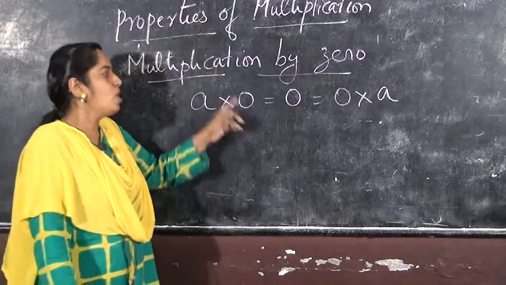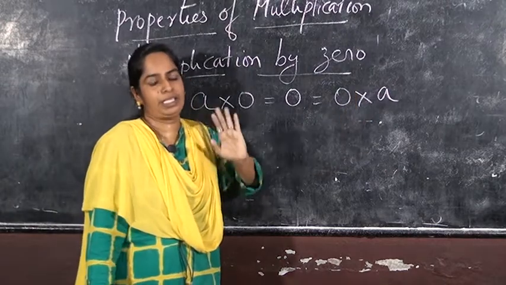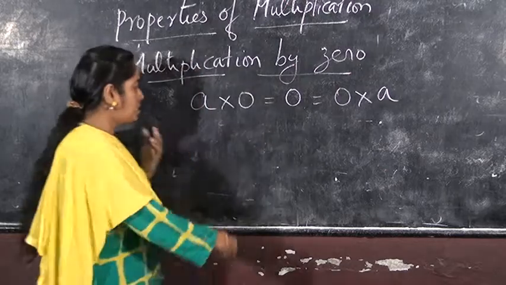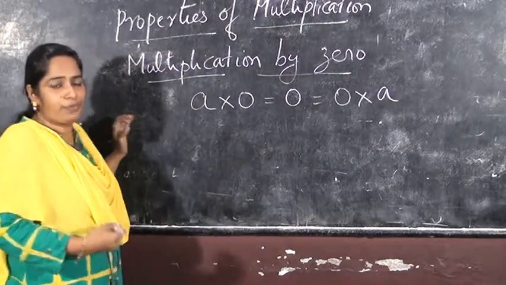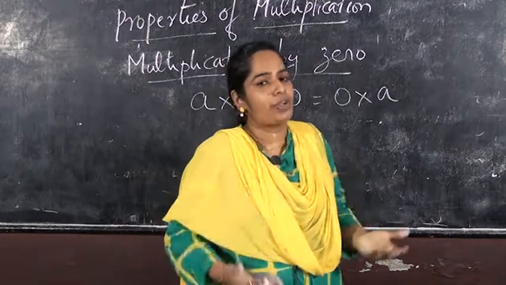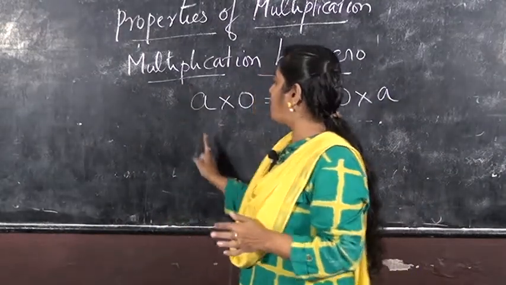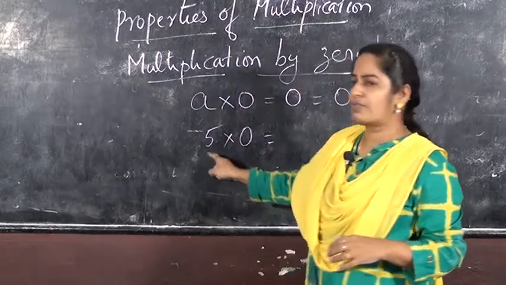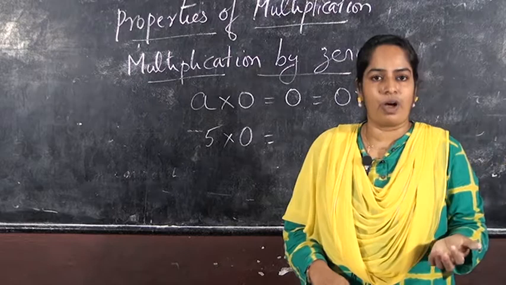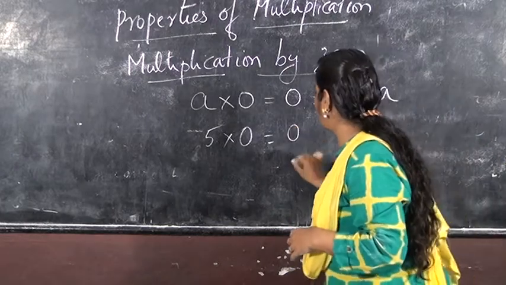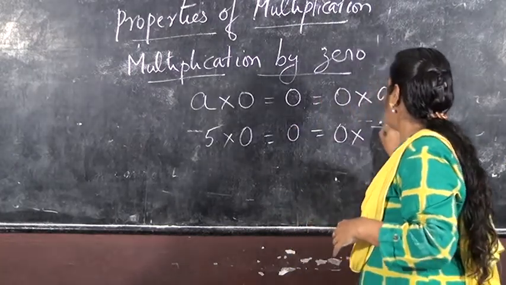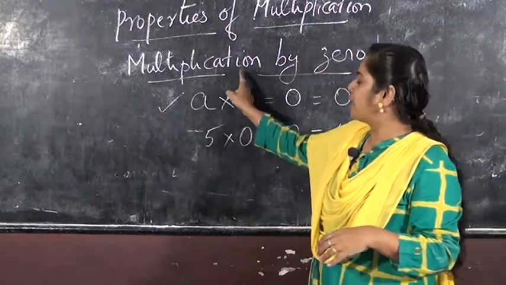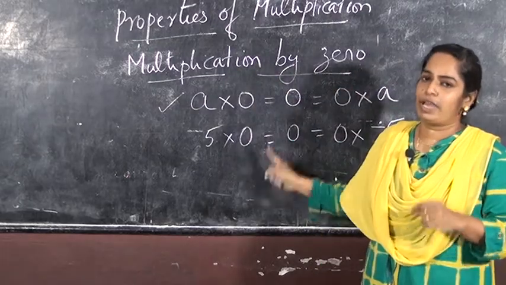The same property, only there the operation is changing to multiplication. So a into 0 is equal to 0, and 0 into a is 0. We can try different numbers to check whether it is satisfied or not. Here I am taking minus 5 into 0. What is minus 5 into 0? It is 0, and 0 into minus 5 is also 0. So multiplication by 0 also satisfies this property.